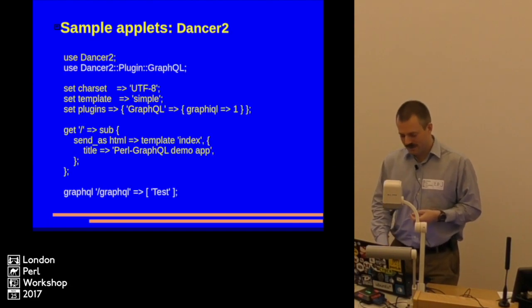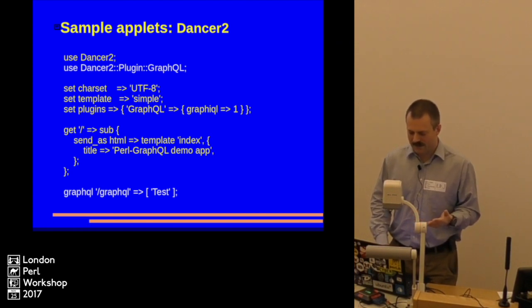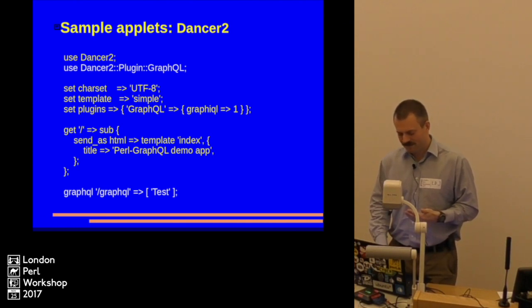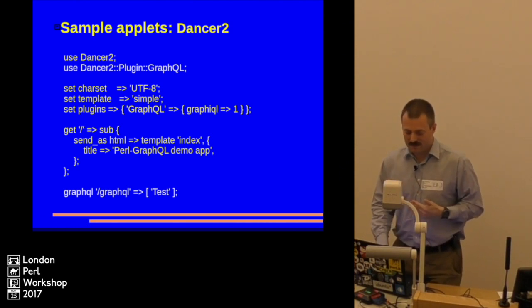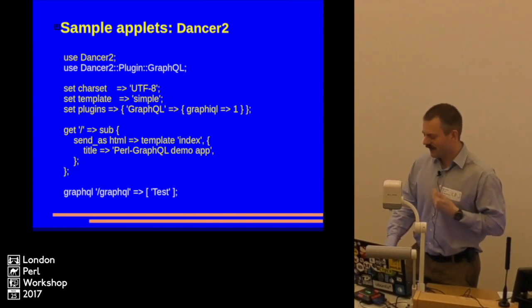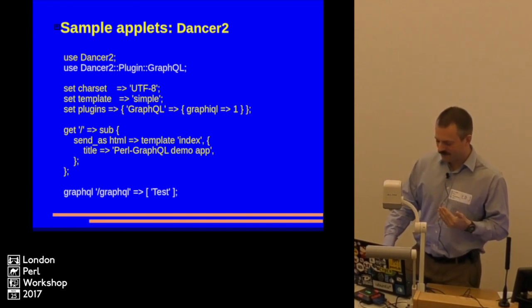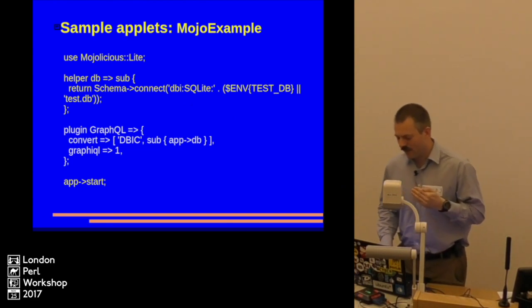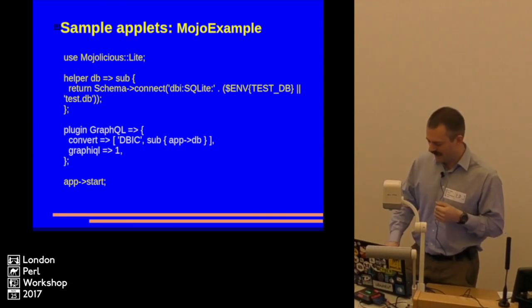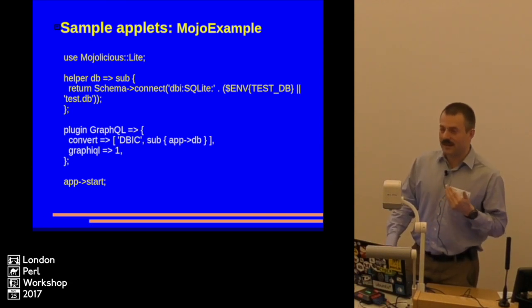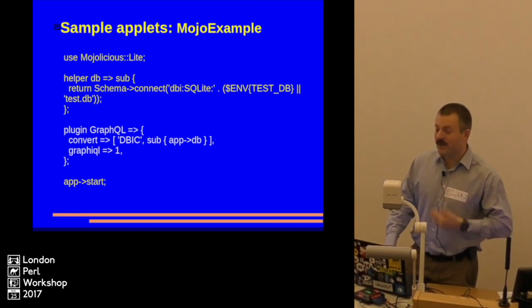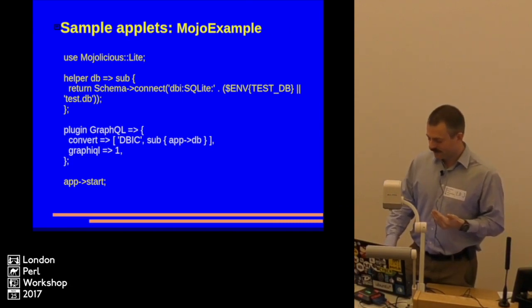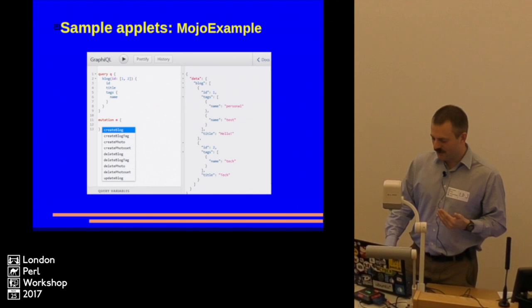As you can see here, the Dancer2 equivalent, the bits highlighted are the code that actually hooks up the plugin. And again, you can see it's got the convert plugin there. Now, we have here the partly finished demonstration. This actually has, as you can see there, the use of the DBIC plugin. And here we have a screenshot from that again.